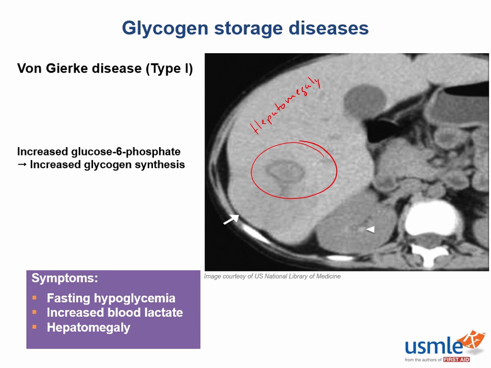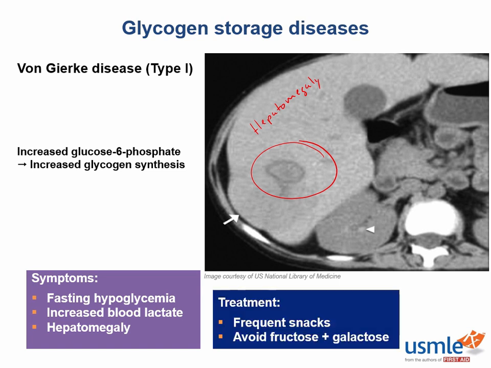Now this is an example of a 12-year-old child with von Gierke's disease who has hepatomegaly as well as a hepatic adenoma. And it just goes to show you the severity of this disease as well as its early age of presentation. Now von Gierke's disease is treated with frequent doses of glucose to ward off hypoglycemia, since the liver is unable to compensate for the low blood sugar. Also, these patients should avoid fructose as well as galactose.